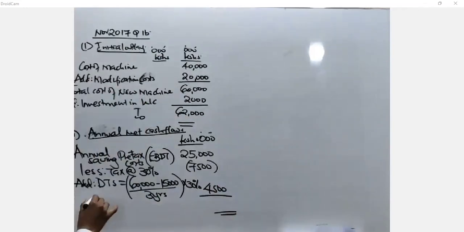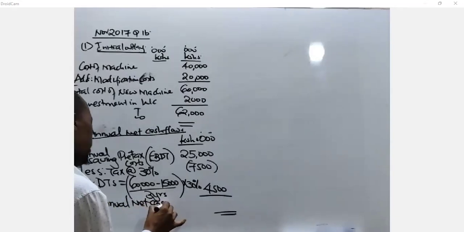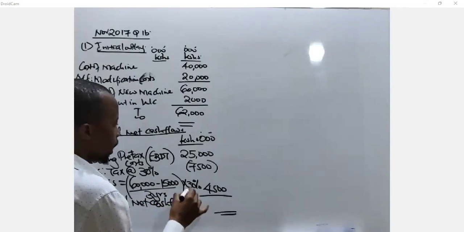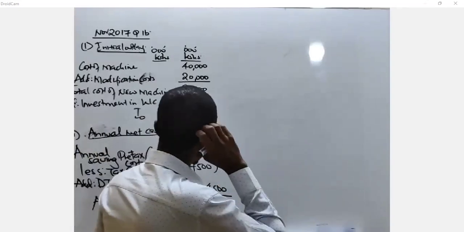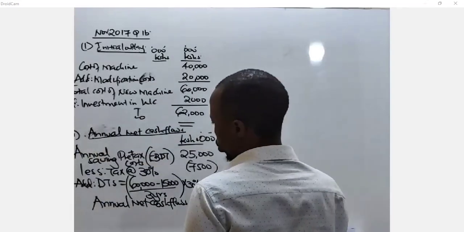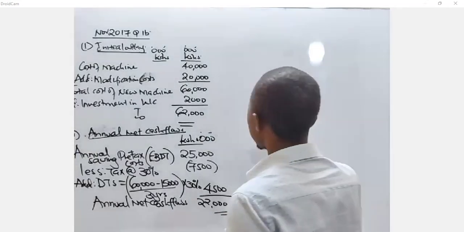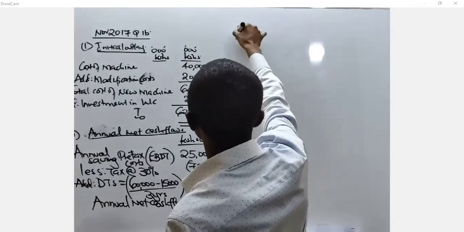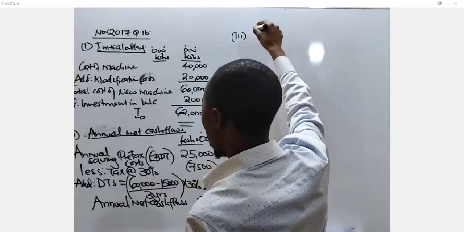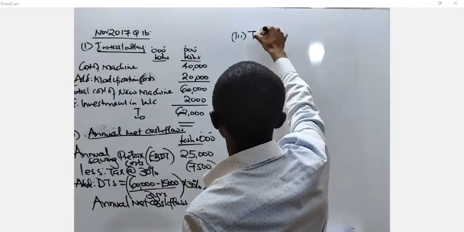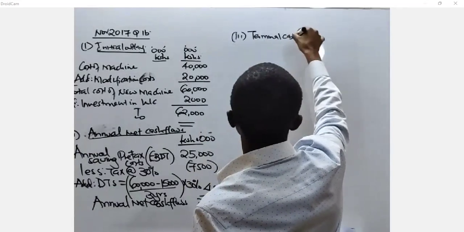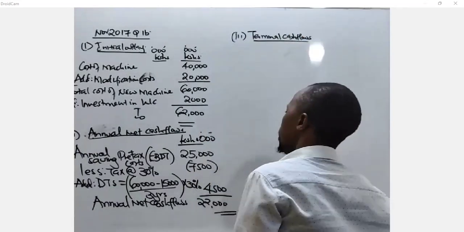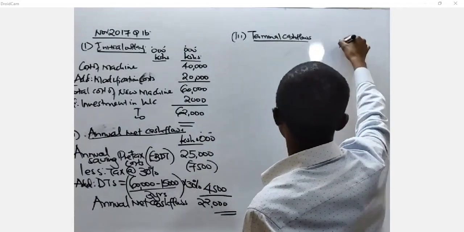What is your annual net cash flows? The annual net cash flows I can see is around 22,000. Then number 3 here, we said, can we be able to calculate something called the terminal cash flows? The terminal cash flows, very simple, right?